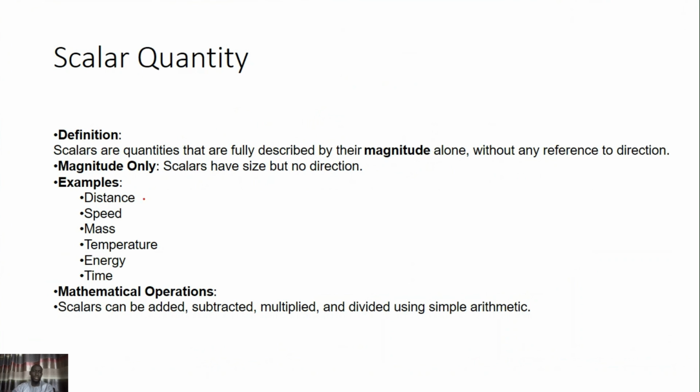When we're talking about distance, it's only specified in terms of values, with no direction. For example, we can say 10 meters. There's no need to mention direction. Same thing with speed, mass, and temperature. All these things only have values but no direction. They have only magnitude but no direction, and we can perform mathematical operations with them: addition, subtraction, multiplication, and division.